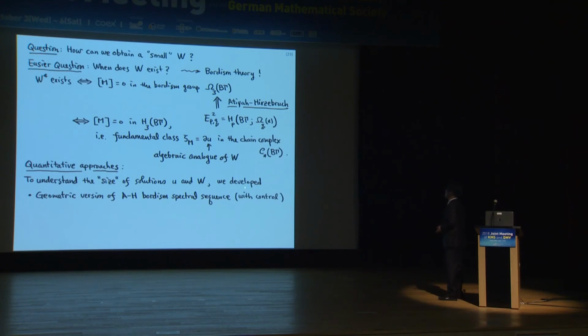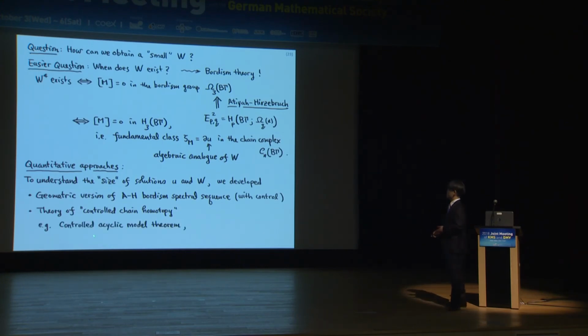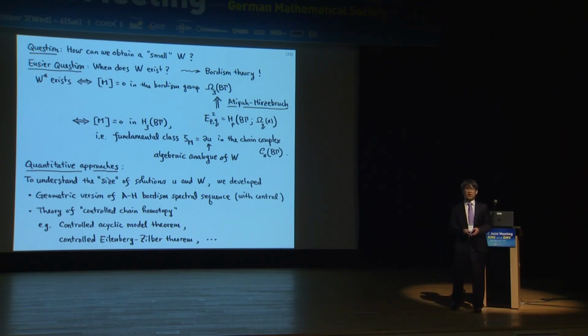For this purpose, we first developed a geometric version of the Atiyah-Hirzebruch bordism spectral sequence with some control. Instead of using algebraic approaches, we now use geometric approaches. And second, to understand this algebraic analog, the algebraic solution in the full chain complex, we developed the theory of controlled chain homotopy. This includes a controlled acyclic model theorem and, for instance, a controlled Eilenberg-Zilber theorem. These are all new things, and I think they are interesting on their own.